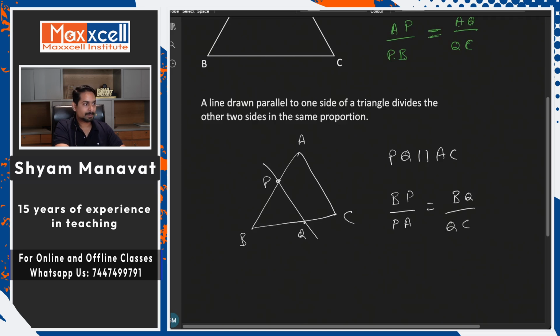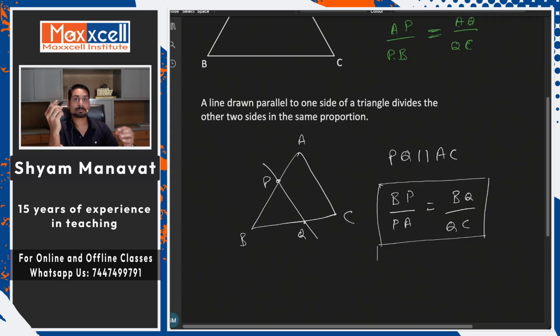Here PQ is parallel to AC, that's why the result is different. But whatever it is, if you get a side parallel to any side of the triangle, you should be able to write this proportion relation. That's why I've given you another example. Okay, this is the basic proportionality theorem.